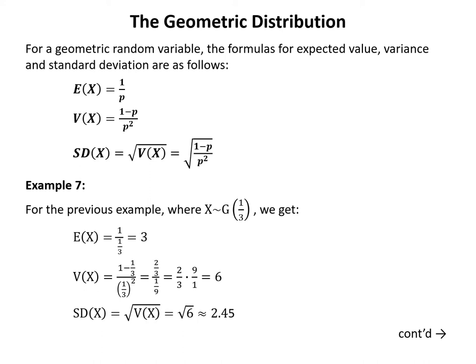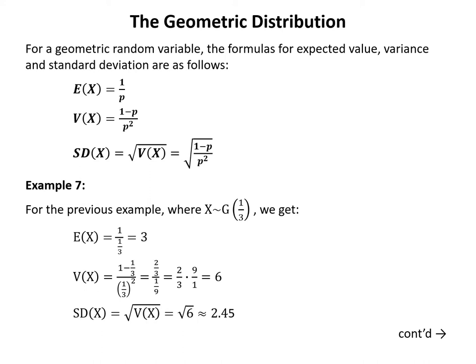For a geometric random variable, the formulas for expected value, variance, and standard deviation are as follows. The expected value of x is equal to 1 over p, which should seem self-evident, as with the binomial distribution, and the variance is equal to (1 minus p) over p squared, and the standard deviation equals the square root of that, which is the square root of (1 minus p) over p squared. And again, the variance and standard deviation probably aren't as self-evident as the expected value.